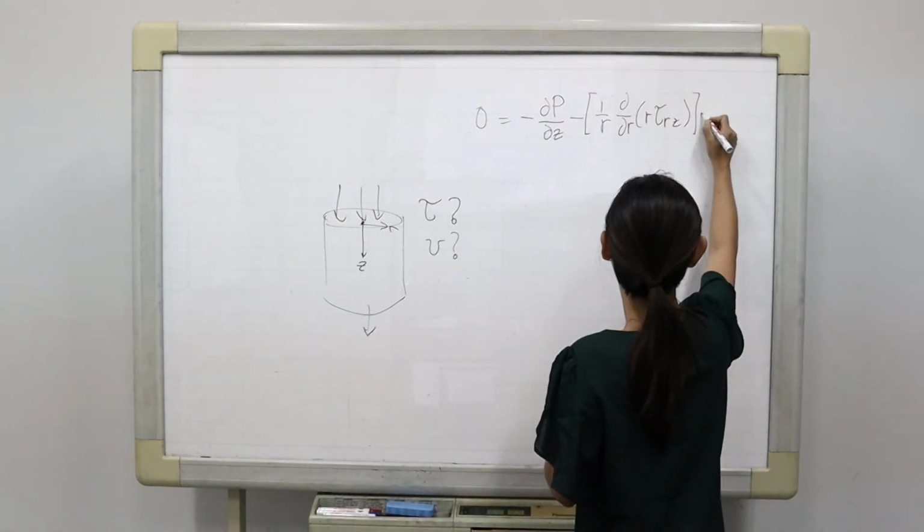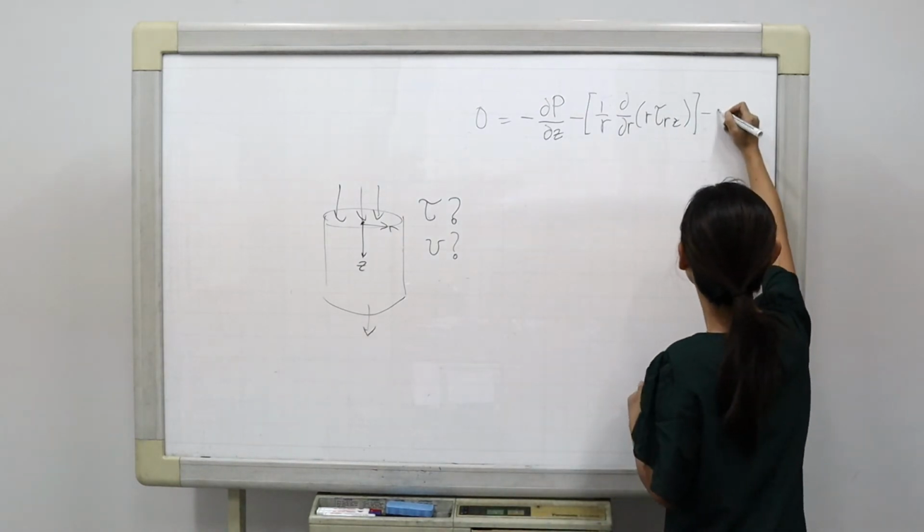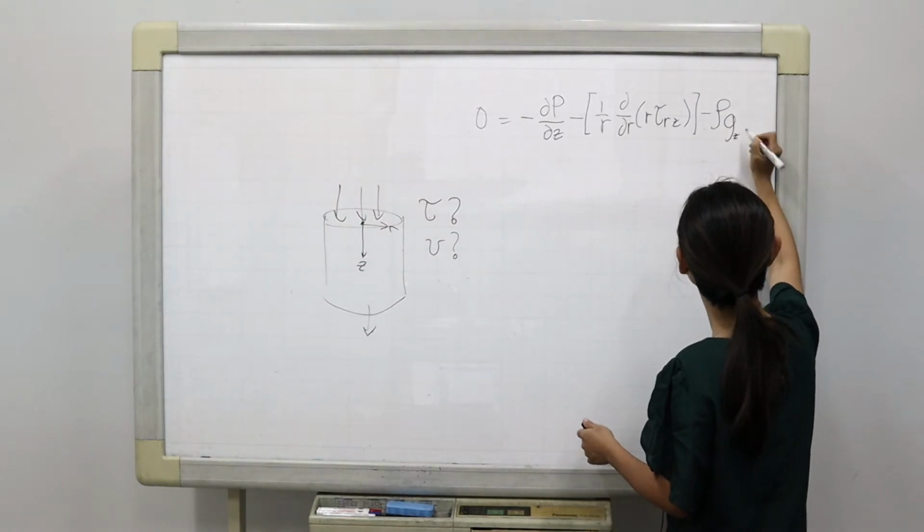Okay. Now the last one. The last one we have rho gz. Yes, we have the hydrostatic pressure there. So I write it here.